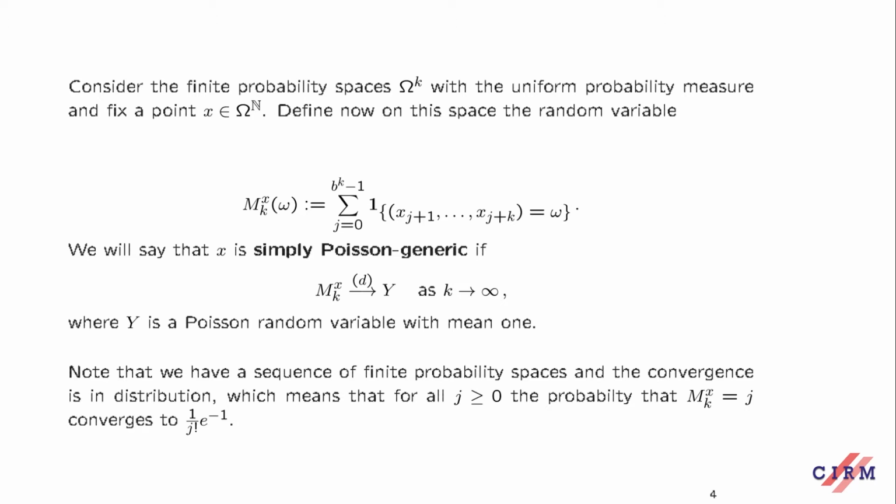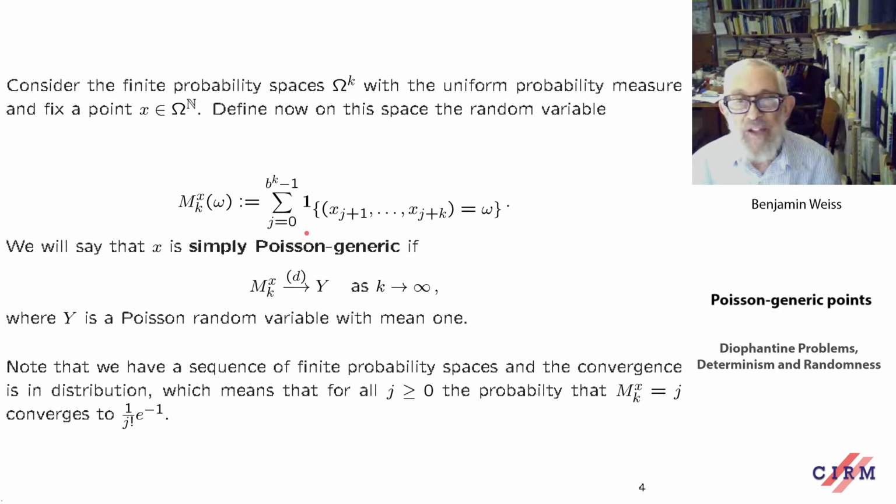On this space, we define a random variable. After we fix a point in omega to the n, okay, so I can use the little red button or whatever, I don't know what you see. And we define the random variables m sub k super x of omega, and this just counts up to b to the k minus 1, how many times you see omega. You need a little bit more than the first b to the k digits to see this, but nonetheless, whether or not you count the last blocks is irrelevant.